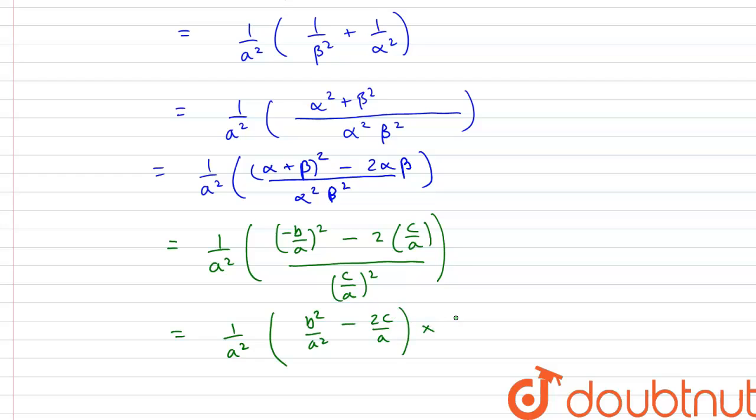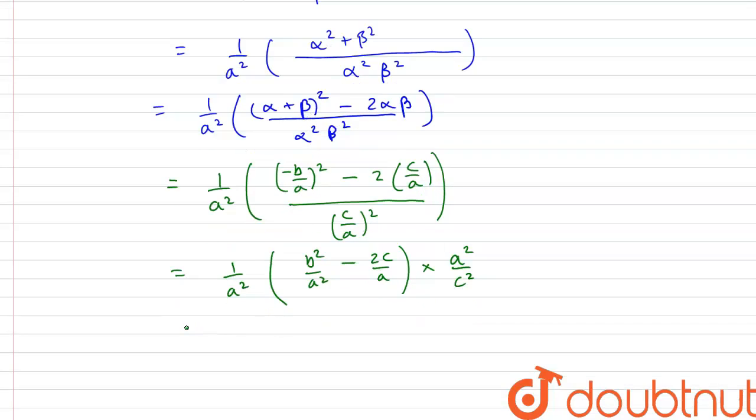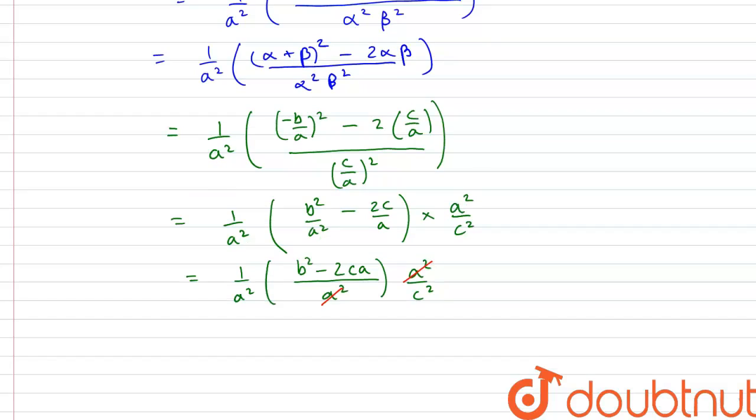so we can write this as multiplied by a squared by c squared. Now we can take a squared as the denominator in this term, so we will have b squared minus 2ca into a squared divided by c squared. We can cancel 1 a squared from this, and the final result we can then write is equal to b squared minus 2ac divided by a squared c squared. And this is our solution.